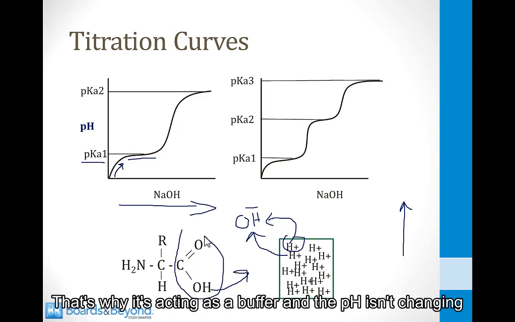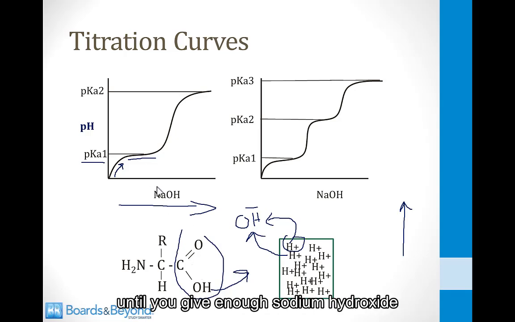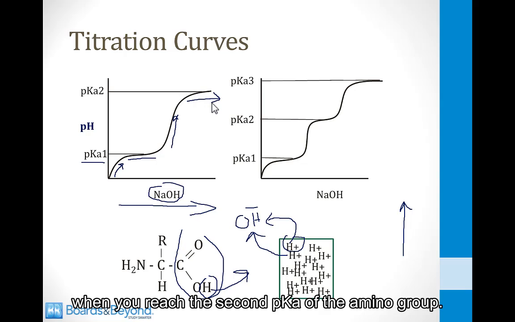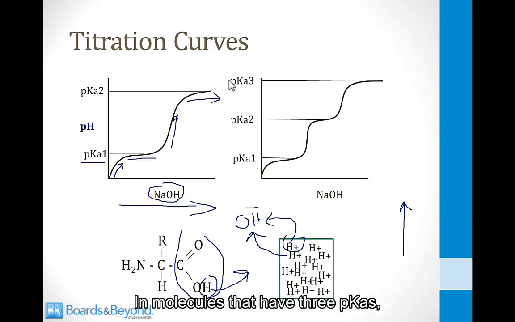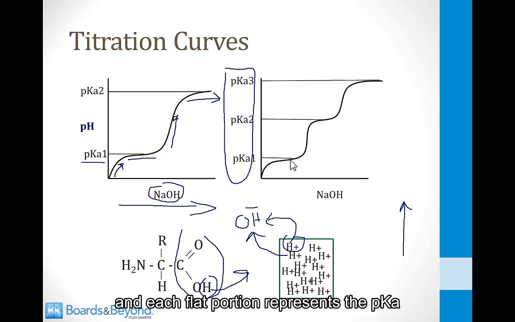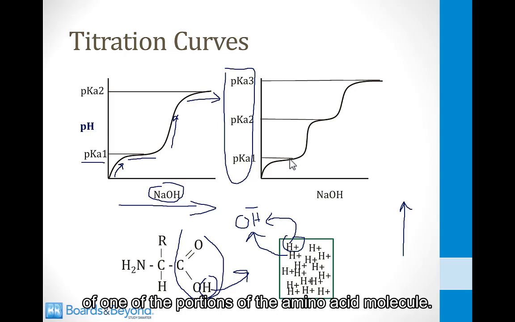That's why it's acting as a buffer, and the pH isn't changing until you give enough sodium hydroxide to pull every hydrogen molecule off of every carboxylic acid group. Then the pH will begin to rise again, and then it flattens out again when you reach the second pKa of the amino group. In molecules that have 3 pKa's, you would see a curve that looks something like this, and each flat portion represents the pKa of one of the portions of the amino acid molecule.